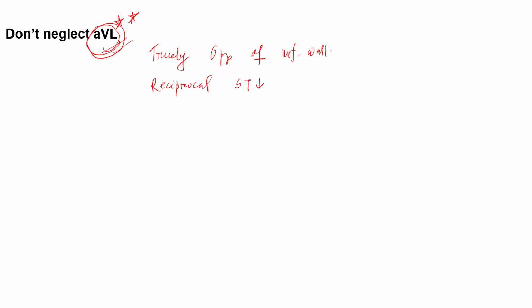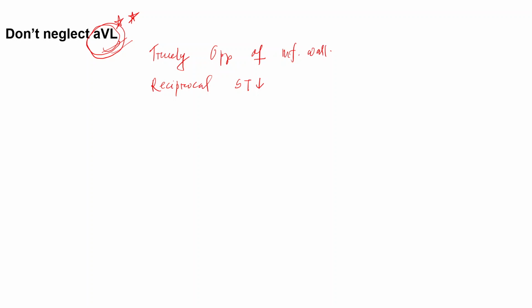Don't neglect aVL. Why is this point important? Remember, aVL is the only lead that is truly opposite of the inferior wall. That means if you want to look for reciprocal ST depression in only one lead in case of inferior MI, that has to be aVL, because this is truly opposite of the inferior wall.